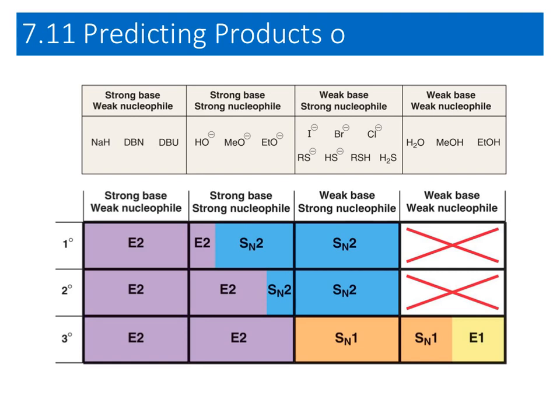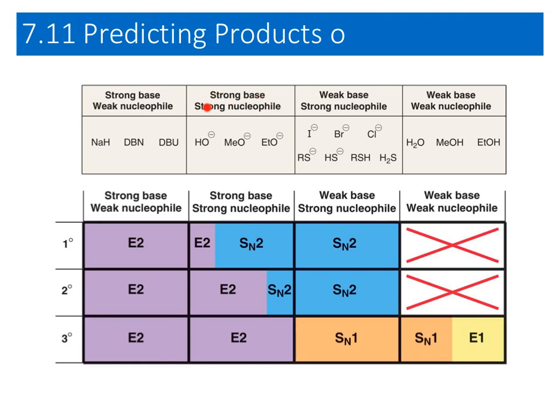Now, some reagents are weak base, but they are strong nucleophile, such as all the halogens, and the reagents that contain sulfur. So with these type of reagents, with primary and secondary substrate, we are going to have SN2 mechanism. So you need to think about inversion of configuration. And with tertiary substrate, we are going to have SN1 mechanism. So you need to think about formation of racemic mixture.